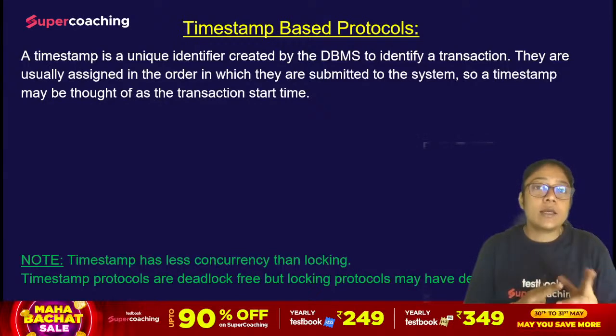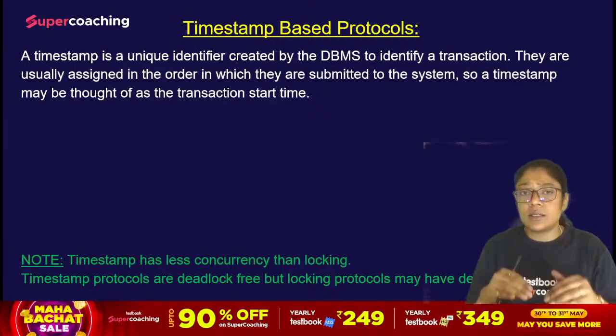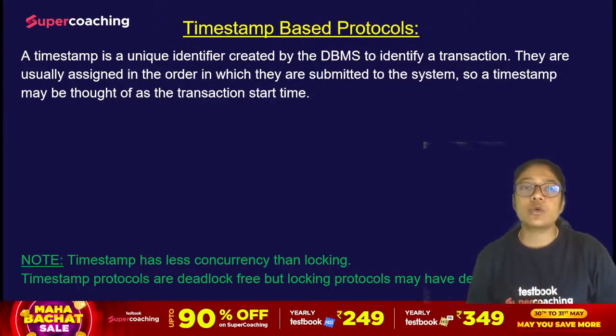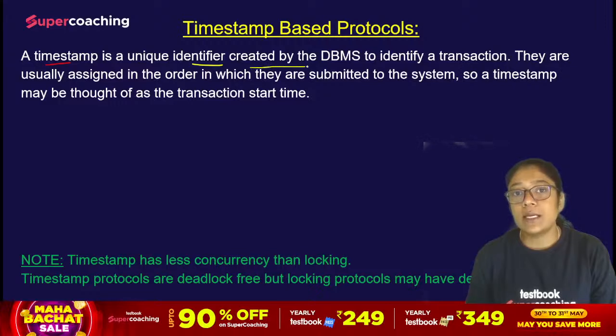Now we know that no two transactions can enter the system at exactly the same time. Seconds में, microseconds में कुछ तो difference होगा. So that means no two transactions can have the same timestamp value. Each and every transaction will have a separate timestamp value. So here is the definition. A timestamp is a unique identifier or value which is created by the DBMS to identify a transaction. No two transactions can have the same value, and they are usually assigned in the order in which they are submitted to the system.